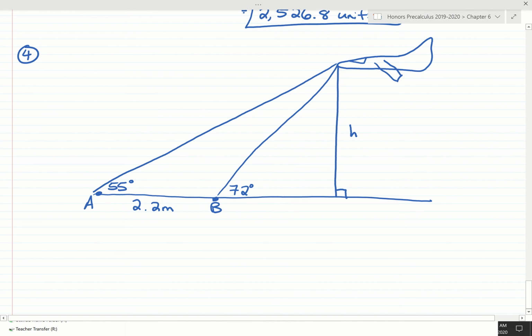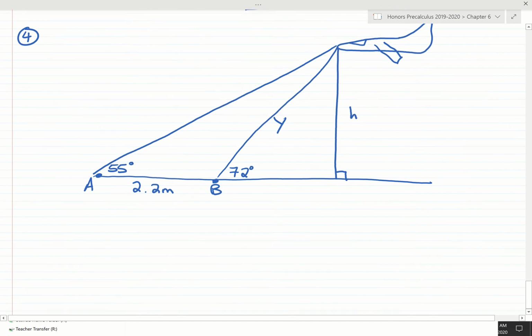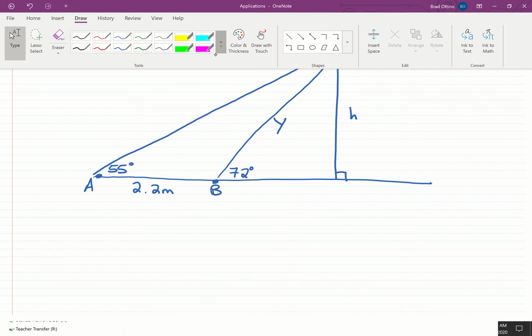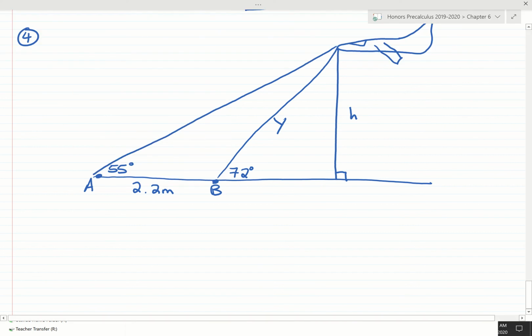So, one thing that I'm thinking is if we could figure out what this side is, then we have a right triangle, and we could use some kind of right triangle trigonometry to do that. So in order to solve this, if that angle is 72, and we have another angle that's supplementary to it, 180 minus the 72 is 108.